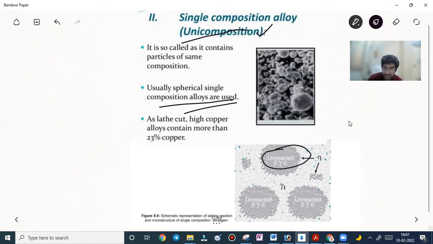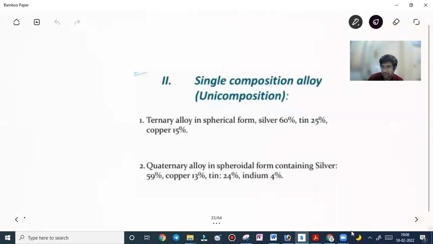The final set amalgam will consist of particles of unreacted gamma phase surrounded by a mesh of rods of eta phase embedded in a matrix of gamma 1 phase. So this was about the single unicomposition alloys. These are their compositions that you have to remember.